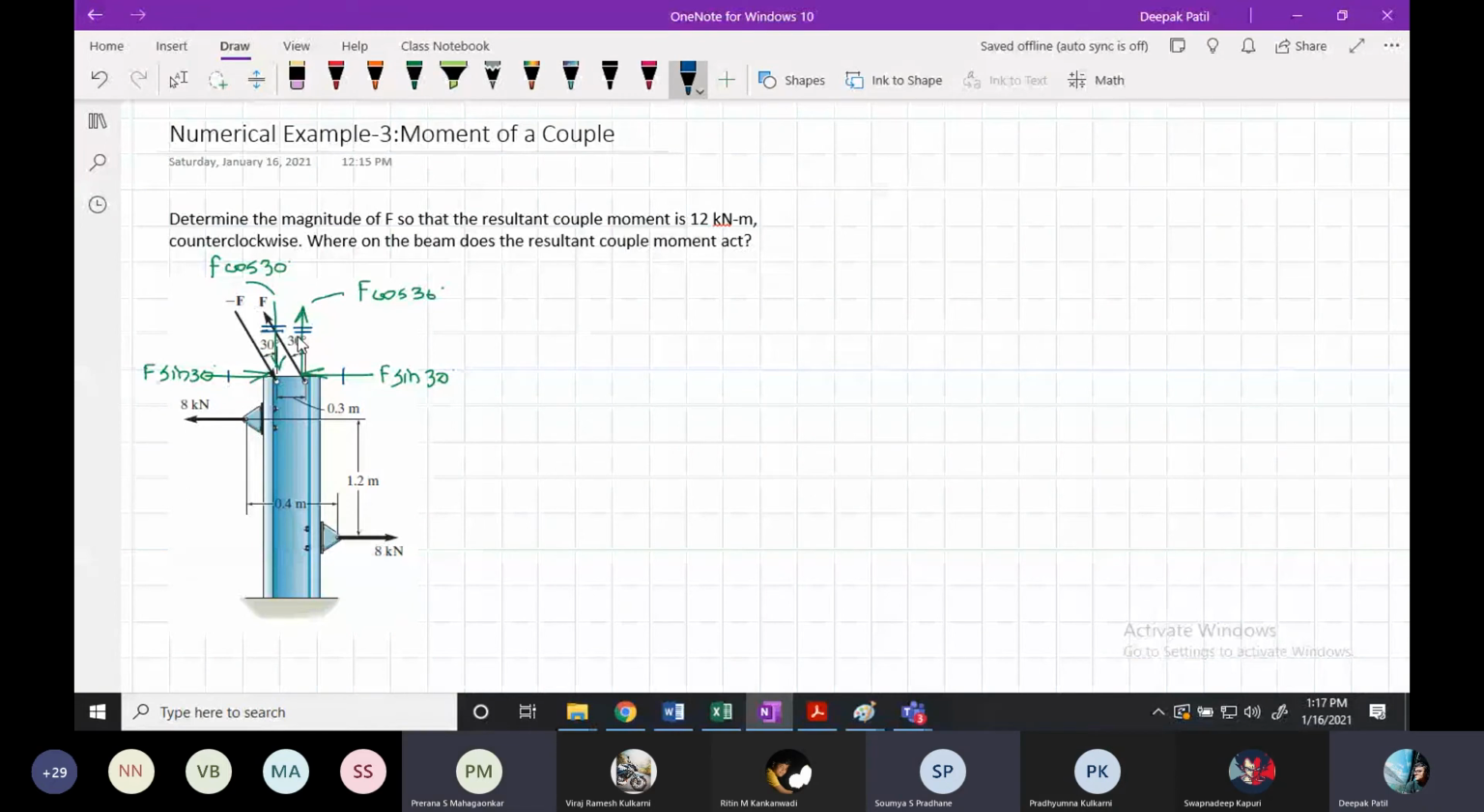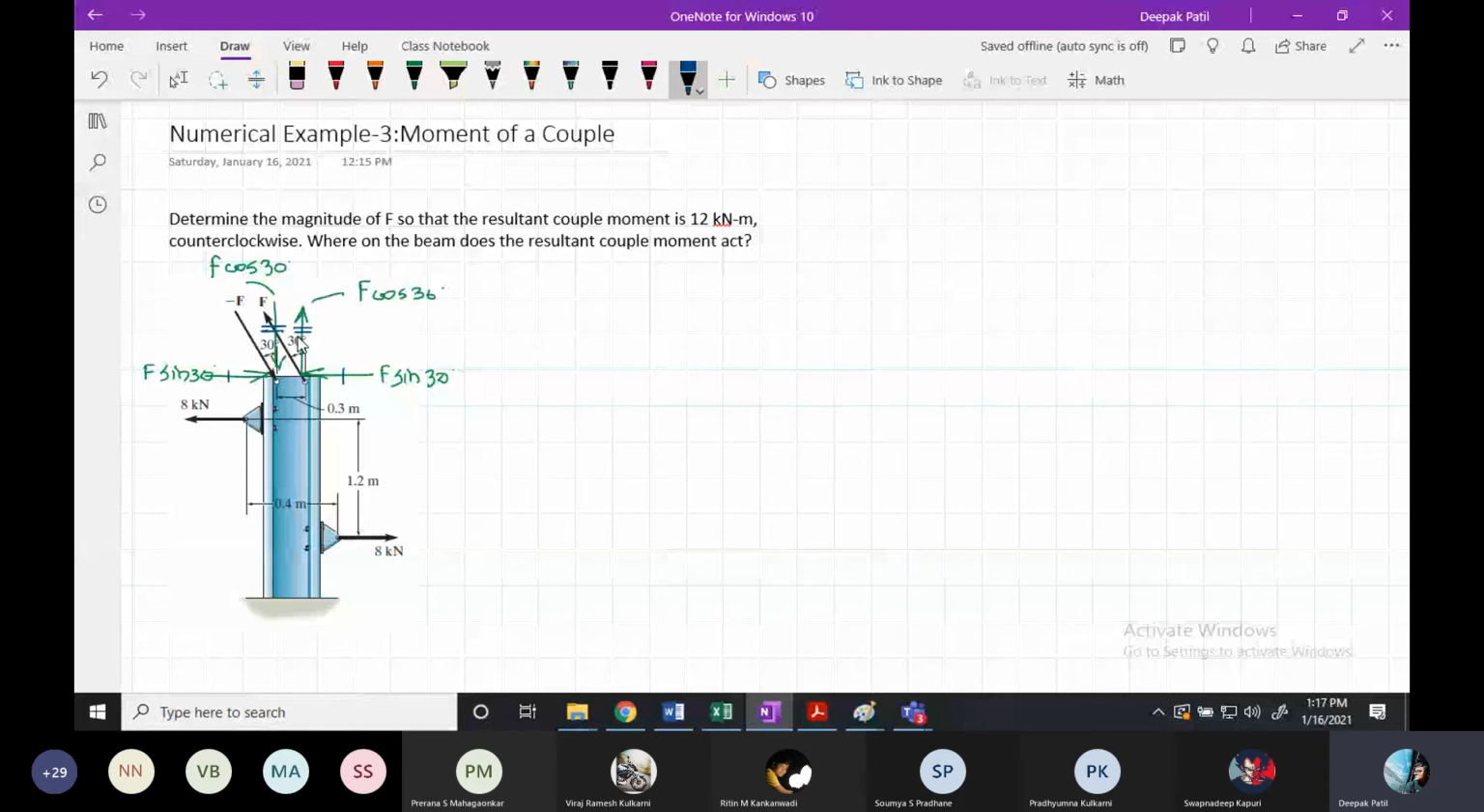Because they are not parallel. The simple answer is they are not parallel to each other. Yes or no? They are having the same magnitude. Yes. They are opposite in direction. Yes. But the third criterion, what is that? They should be parallel to each other. Here you can see F sine 30 and this F sine 30 are not parallel to each other. So these two forces will not form a couple. Hence, to find out the moment of a couple, no need to take them into consideration. Only you need to take these two into consideration while finding the couple, right?